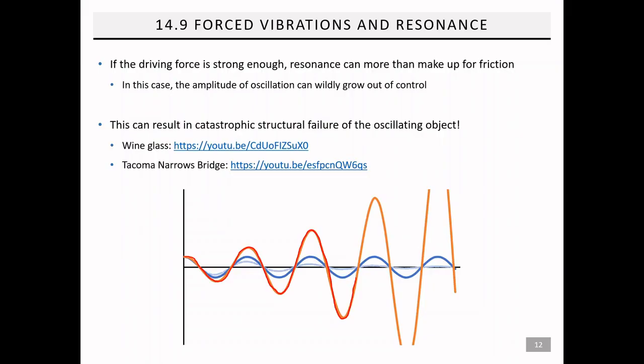Now I do want to point out that there's not necessarily consensus in the community about what actually caused the Tacoma Narrows Bridge failure, and it may not be resonance itself. But still, it's a good example of this catastrophic structural failure that can occur from oscillation. And also the video is just too good to pass up.